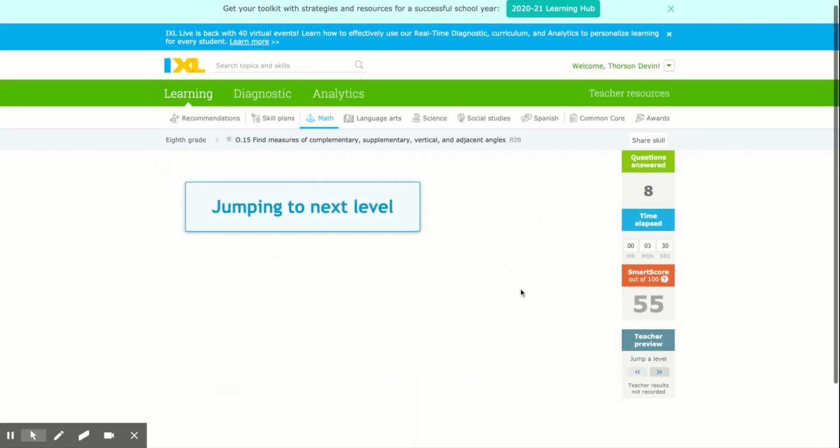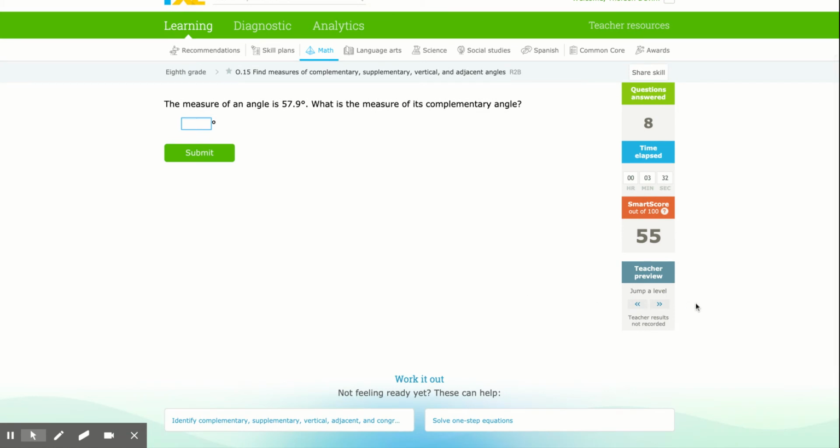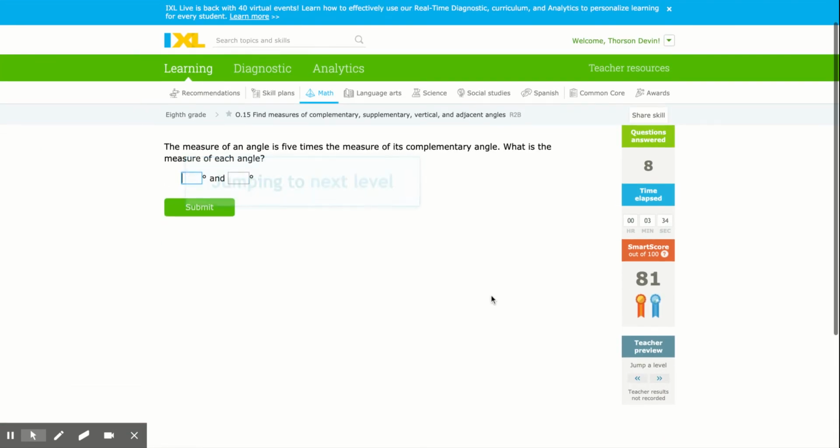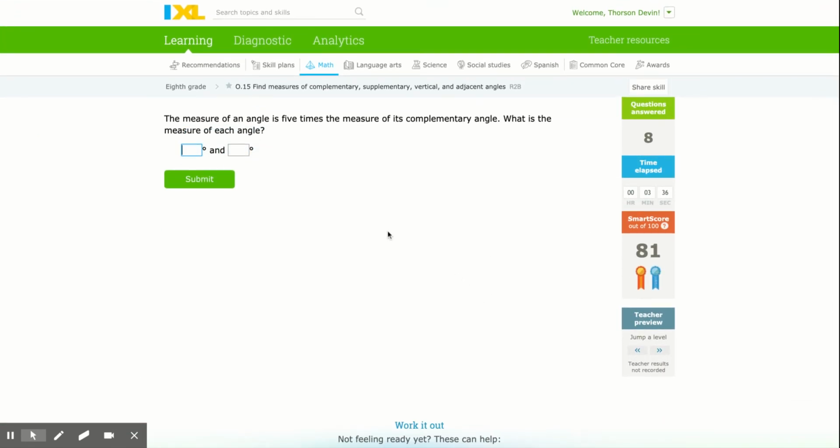I'm going to jump ahead because I know we're going to come into some that are a little different than this. The measure of an angle is 5 times the measure of its complementary angle. What is the measure of each angle? So now this one you're going to have to set up as an equation. We have some angle measure A. Let's just use A to represent an angle measure. We know that the measure of the other angle is 5 times the measure of its complement.